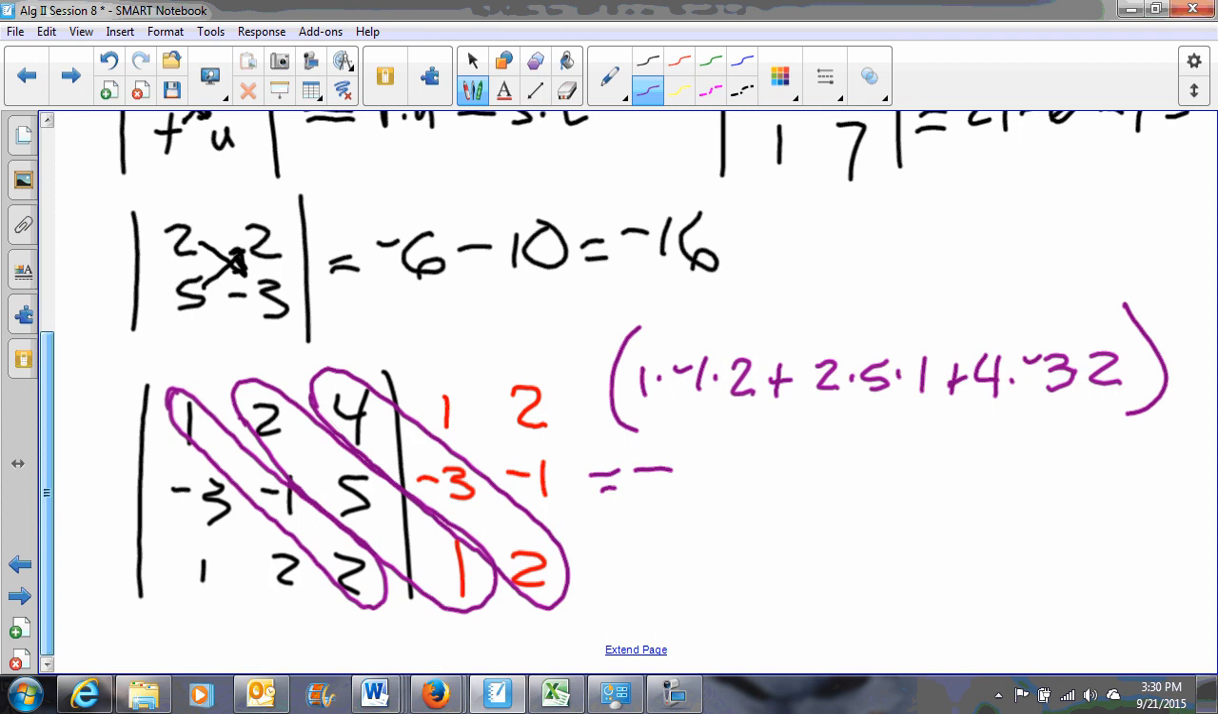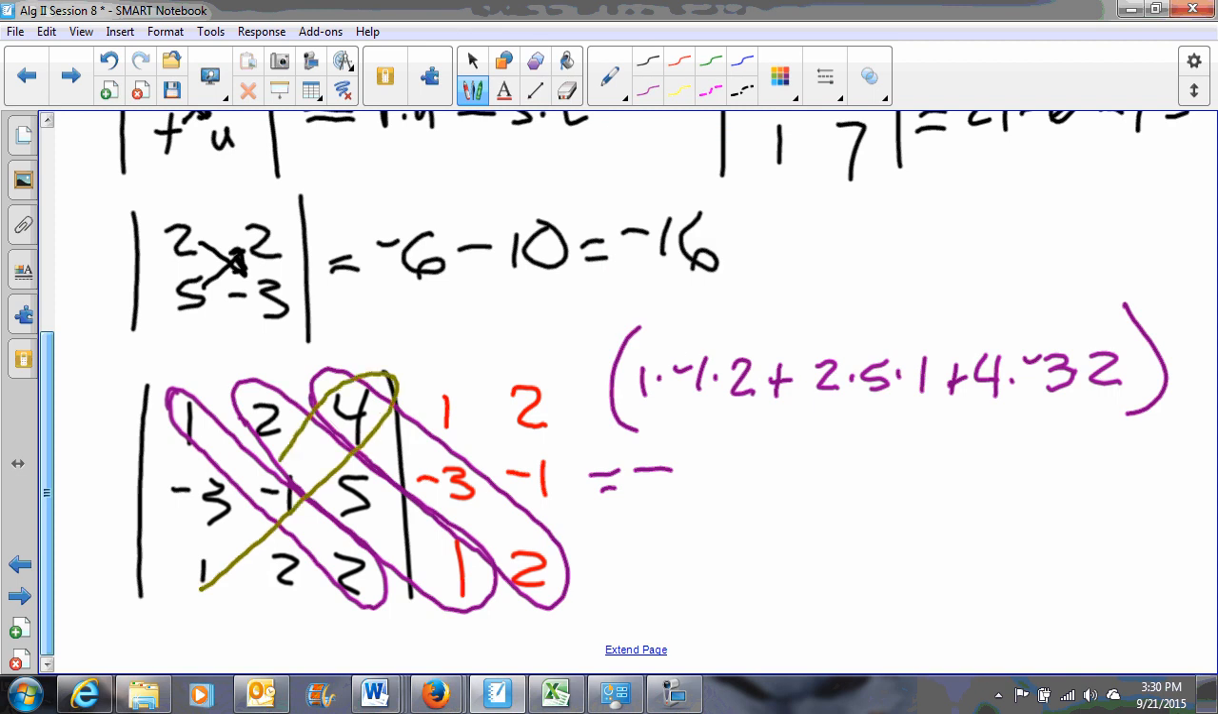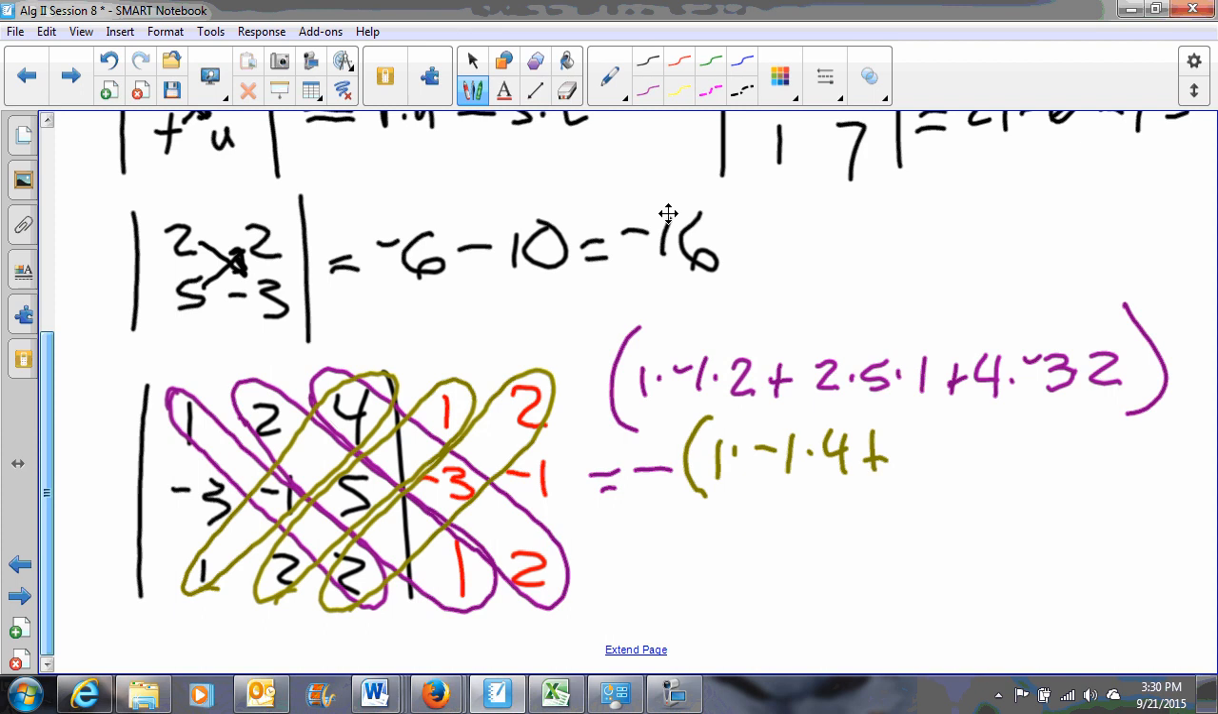Let's see if I can come up with another color here. How about this one? Okay, so for the up diagonals we have 1, negative 1, and 4. We have 2, 5, and 1. And we have 2, negative 3, and 2. So from what we have above, we subtract 1 times negative 1 times 4 plus 2 times 5 times 1 plus 2 times negative 3 times 2.